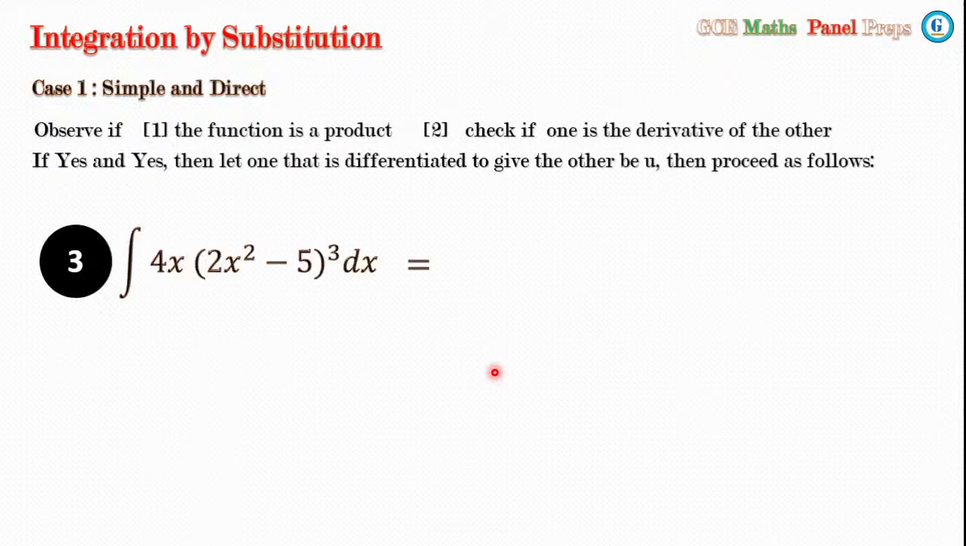So example 3, we have 4x into (2x squared minus 5) all raised to the power 3 dx. So what do we do with this particular case? Let us look at this function very well. Here, it will not make sense to say, let (2x squared minus 5) to the power 3 be equal to u, because when we differentiate that, we are never going to have 4x.